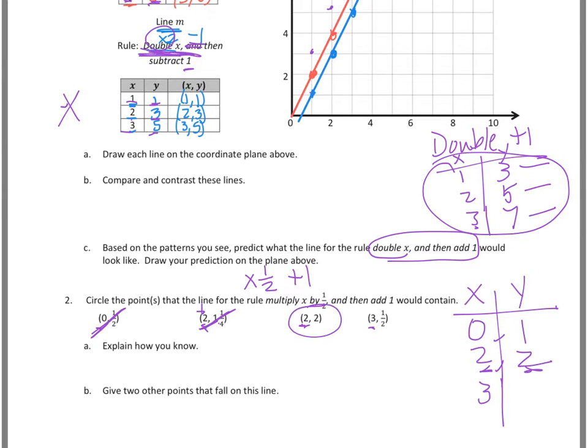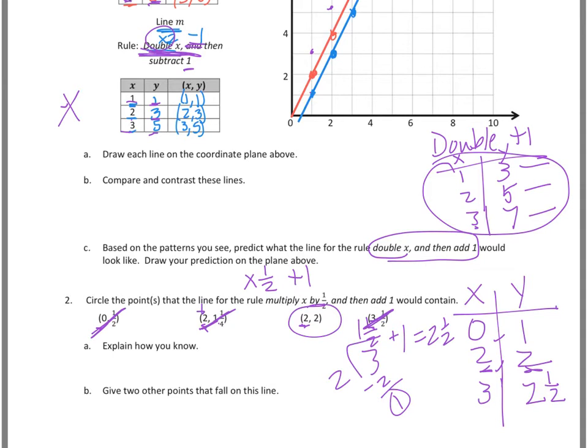Take half of 3, that's 1 1/2, and I can show that by dividing by 2. And I have 1 over 2. And then I have to add 1 to it, so that actually equals 2 1/2. So my point would be 3, 2 1/2. And that looks like it says 3, half. So it looks like 2, 2 is the only one. And explain how I know.